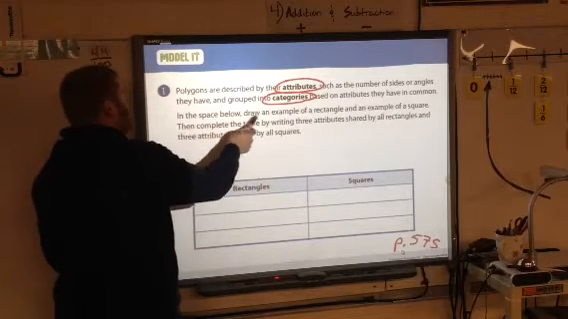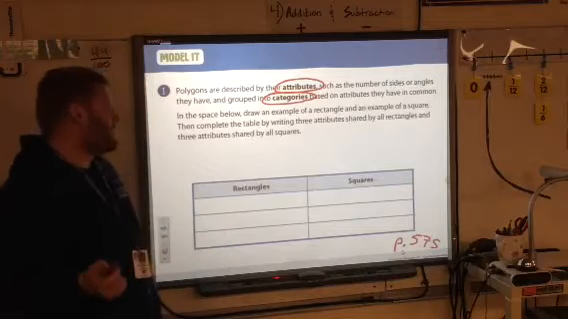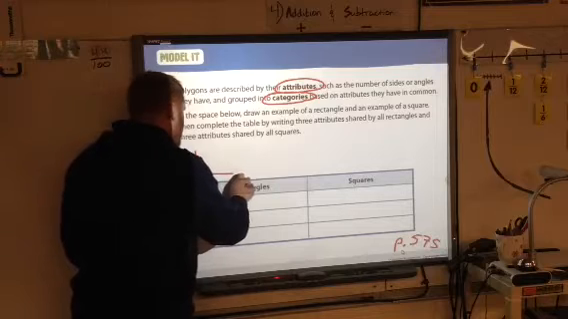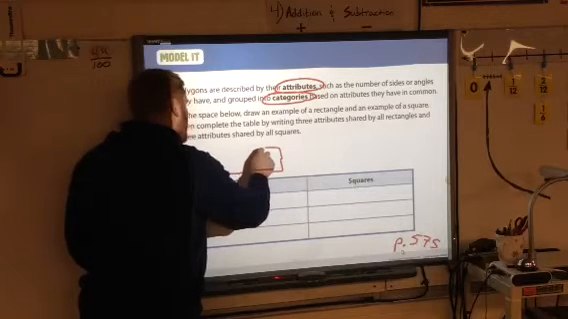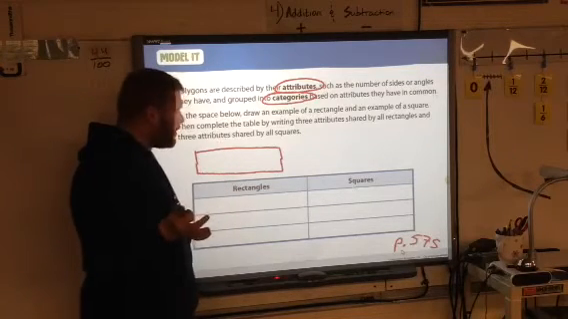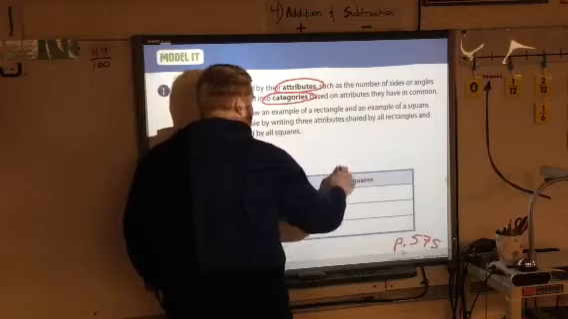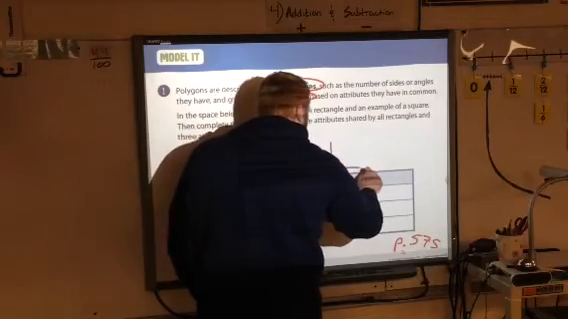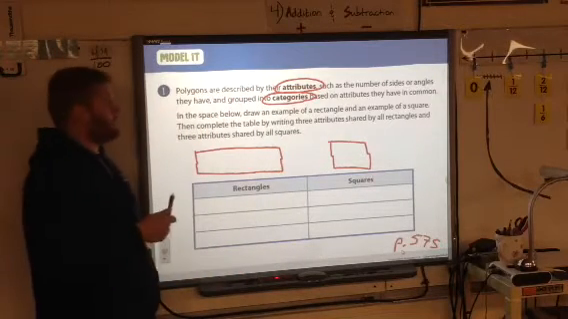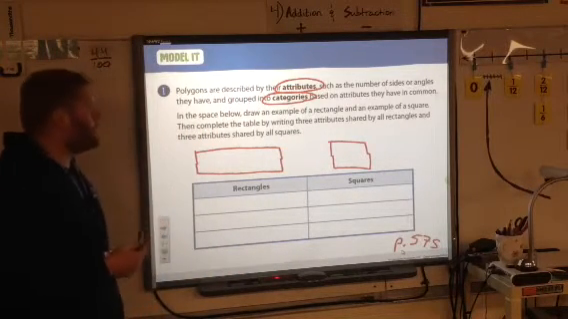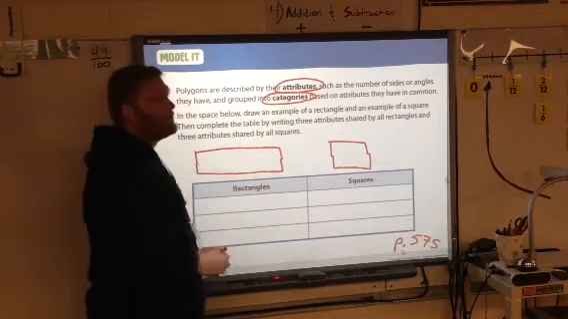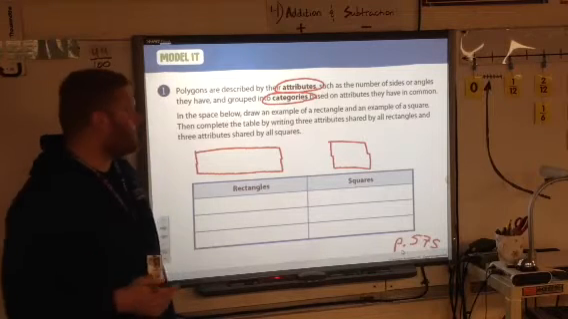Okay, so in the directions it says in the space below, draw an example of a rectangle and an example of a square. I have a rectangle here, I have a square here. So I'm going to draw, to the best of my ability, a rectangle. Okay? Four sides, making it a quadrilateral. And then over here, where it says square, I'm going to do the best I can to draw a square. Now, they share a lot of the same characteristic traits and attributes, but there are some differences, okay? And that's where these categories and attributes help us find some differences.